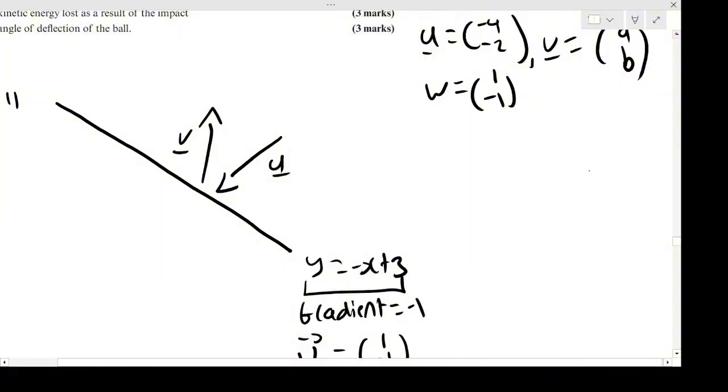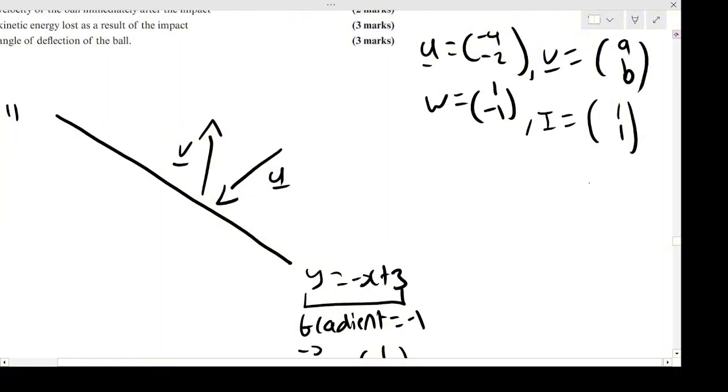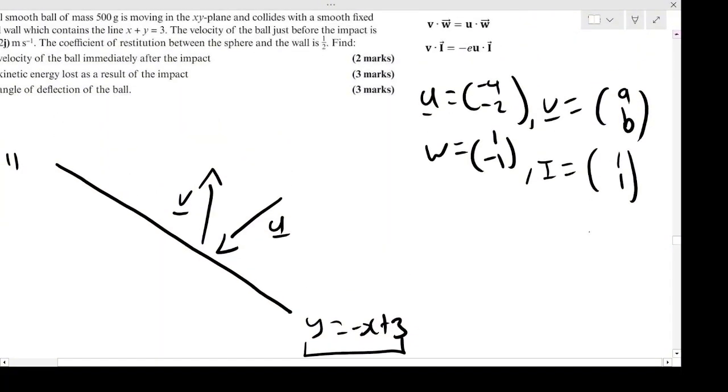Now, because we have the wall vector, we can now also work out an impulse vector using our trick, right? Because it's perpendicular, we can just flip the wall vector. So 1 minus 1 will flip to -1, 1. And then we can negate one of them. So actually, we can just go to 1, 1 for I. And there we are. And so at that point, then we can just use the equations to work out these two equations here to work out V.